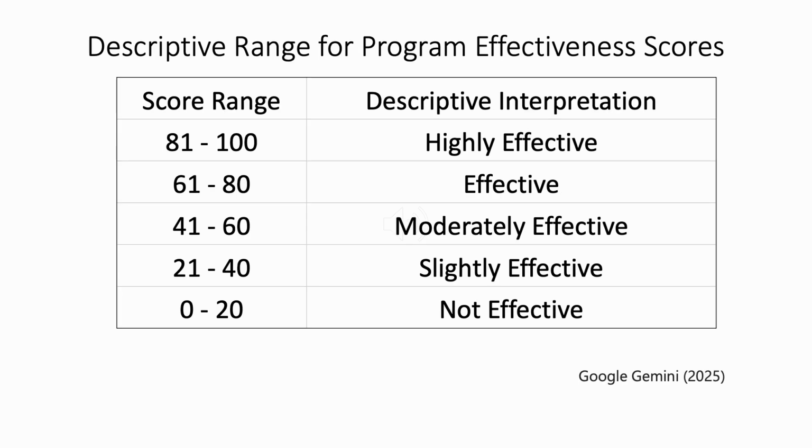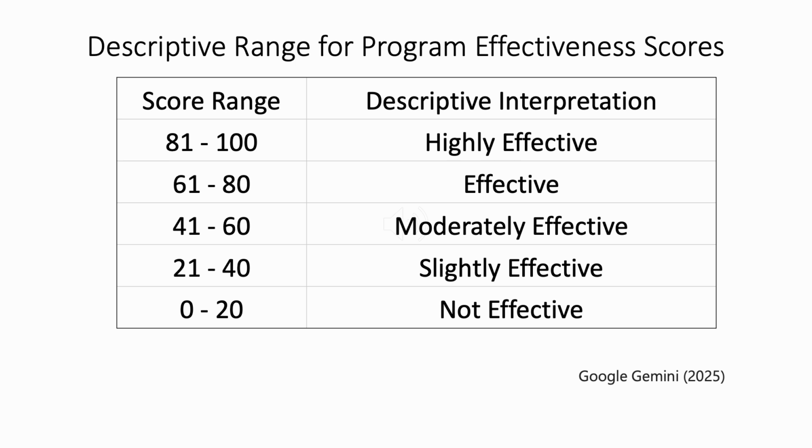To help interpret the scores from our questionnaire, we've established a descriptive range that categorizes how effective the Panther Pride program is perceived to be. Scores from 81 to 100 are considered highly effective, meaning teachers see the program as having a strong impact. Scores from 61 to 80 fall under effective, indicating a positive but slightly less intense perception. 41 to 60 is labeled moderately effective, suggesting mixed or average views.